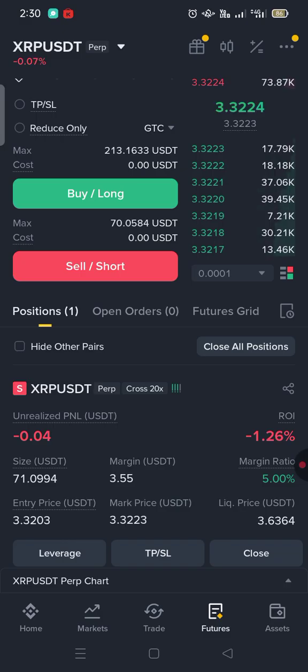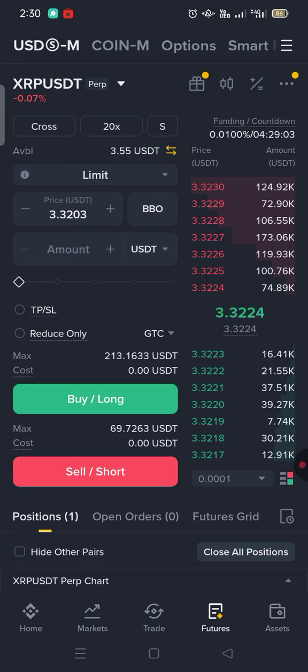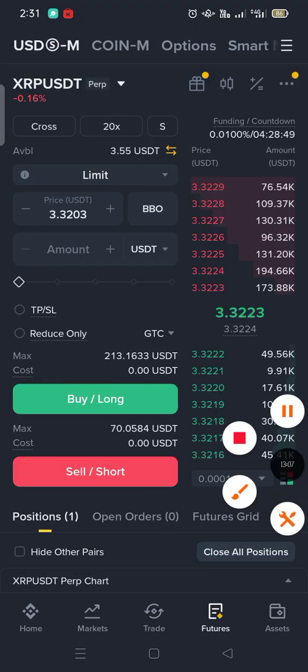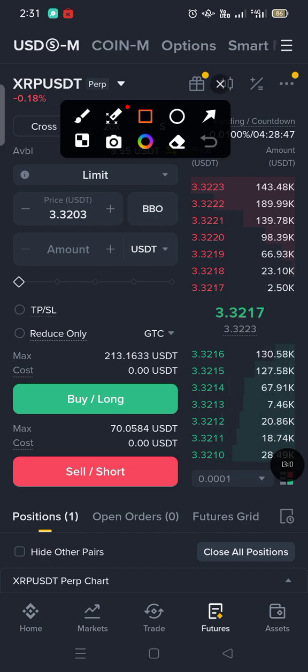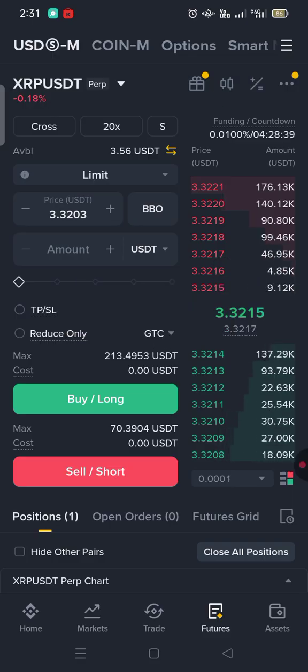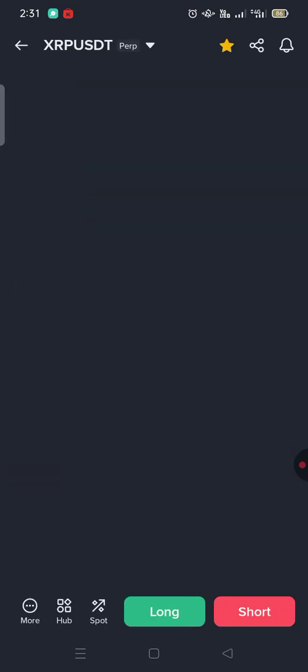So the next thing is, how are you going to take a position? How are you going to enter the market? Once you've done your analysis, this is where you'll see your candles. If you tap on this place right here, let me show you where the candles are. If you tap on that, you'll be able to see the candles and see how the market is.